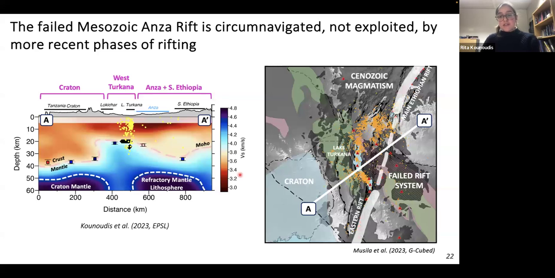So to answer the question of why hasn't rifting just developed straight through the Turkana Depression, we know from seismicity work done by Martin Musila in the Trails group, the rifting actually circumnavigates this failed rift system, and it has done so throughout the Cenozoic. And that could be, like we said before, that it's the lithosphere below Anza, so this failed rift system, is relatively stronger because it's been dehydrated during that older rifting episode.